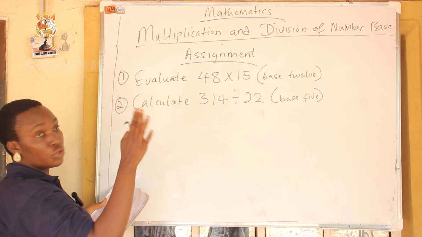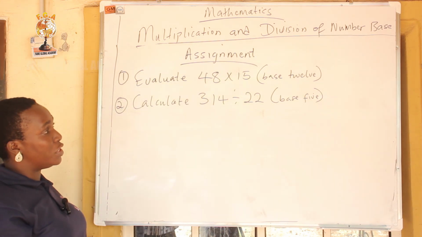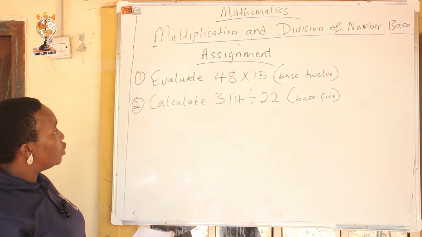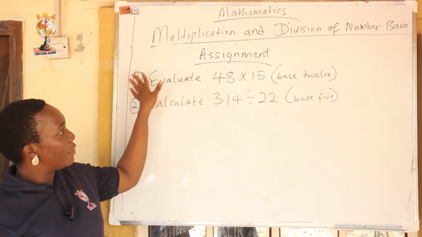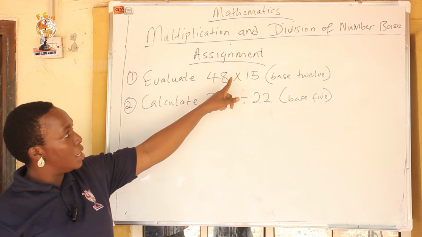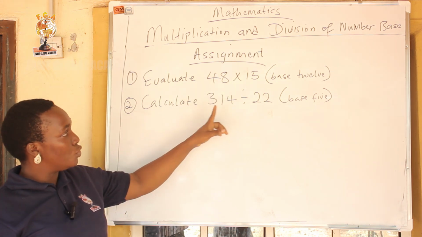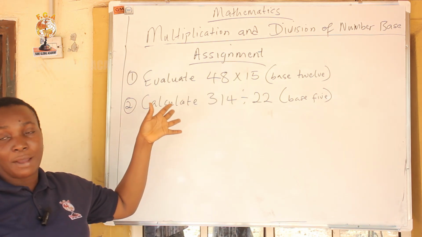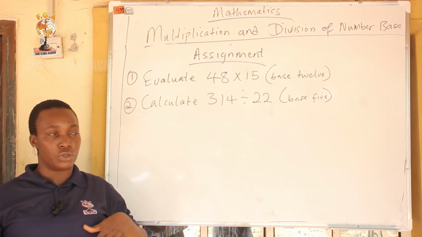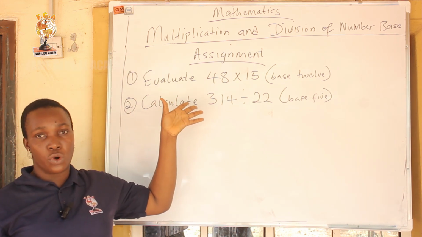Today's class is all about multiplication and division of number bases. So our number 1 assignment is multiplication, while number 2 is division. Do this assignment and submit it in the comment section. In our next class, we'll also do the correction.